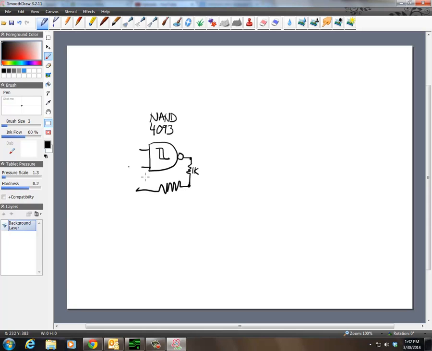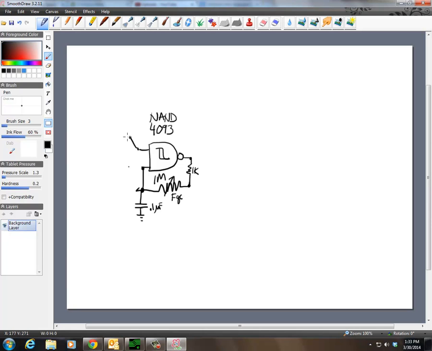Then I have a variable resistor here, and I usually would use a 1 meg, well, you could use a 100K or some other amount. Then we have a capacitor down here, and this would be about 0.1 microfarads, and the rate of charging of this capacitor is controlled by the current flowing through the variable resistor here. And so this resistor controls the frequency of oscillation.